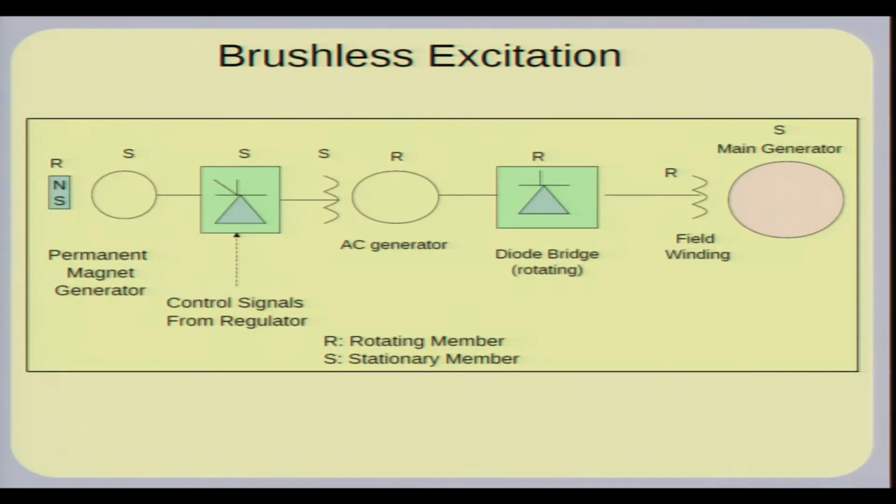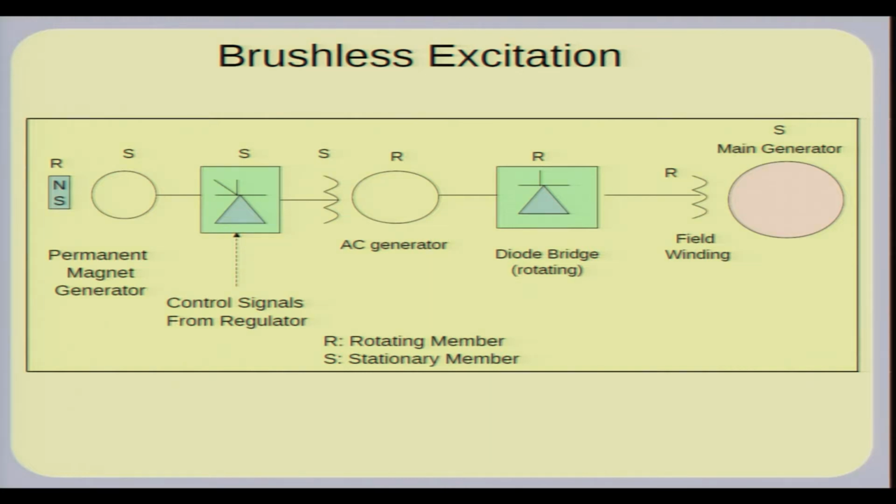The other kind of system is a brushless excitation system, in which you have a permanent magnet generator which feeds a synchronous machine, which is then rectified using a control rectifier. That output is fed to a stationary field winding of another generator whose output is available on the rotor, and that three-phase output is rectified using a diode bridge which is not controlled and fed to the field winding. The control of course is done via this thyristor based rectification system.